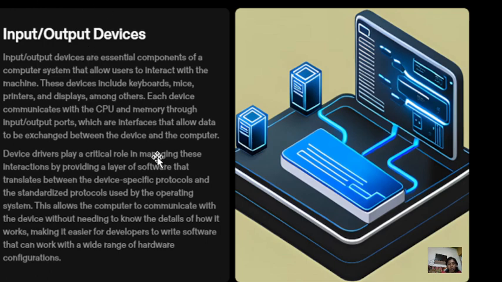The second main important thing is the input and output devices. These input and output devices are helpful in communicating between the users and a system. They are essential components of a computer system that allow users to interact with the machine. These devices include the keyboard, mouse, printers, displays, among others, and each device communicates with the CPU and memory through input and output ports, which are interfaces that allow data to be exchanged between the device and the computer.